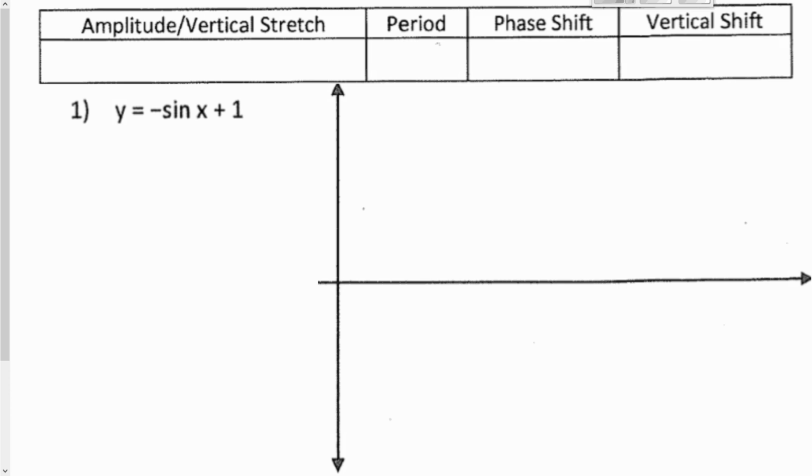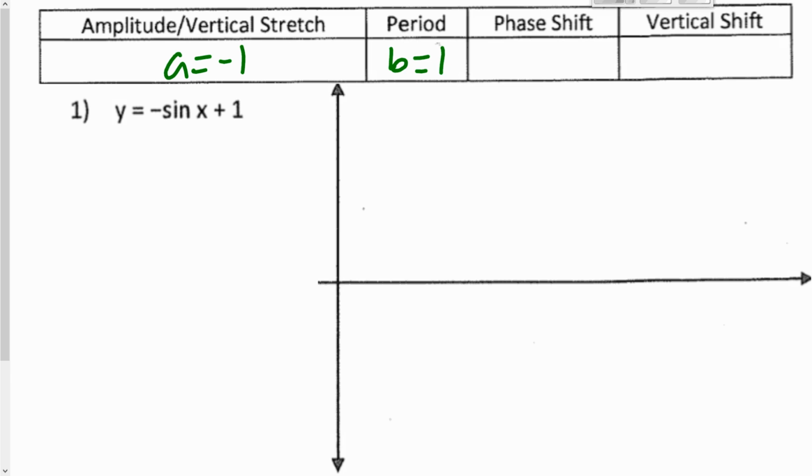We're graphing, doing a review on all the different trig functions and their graphs. And so here we go. So my A is -1 because it's negative sine. My B is actually 1. That's not my period. Remember, my B is just what's going to affect my period.